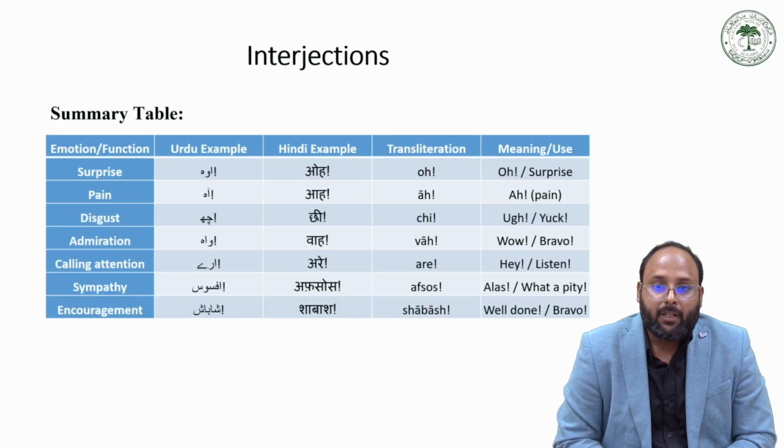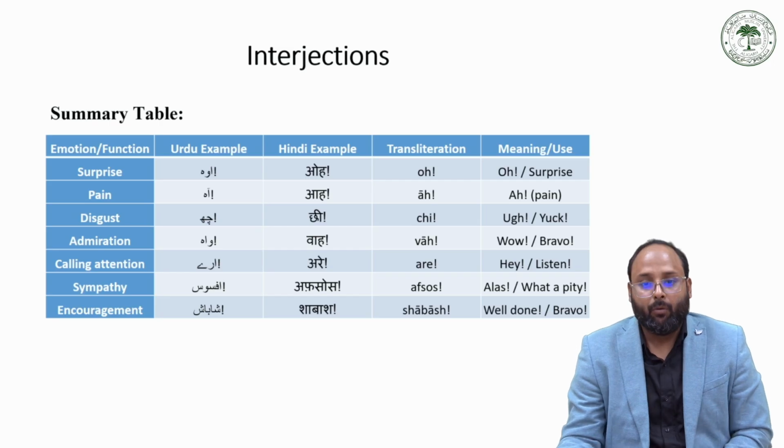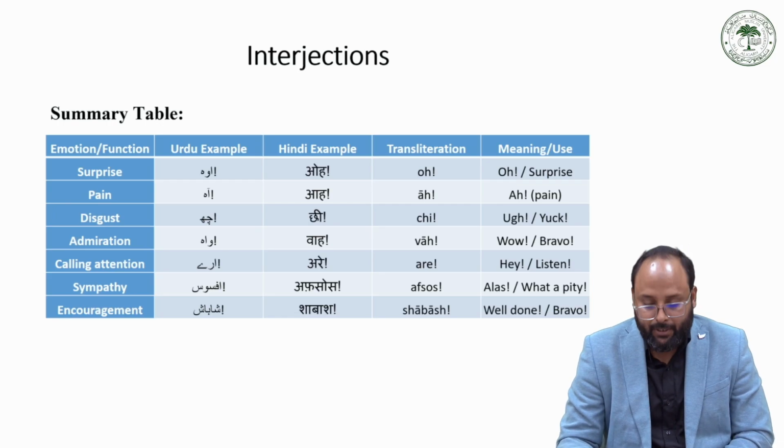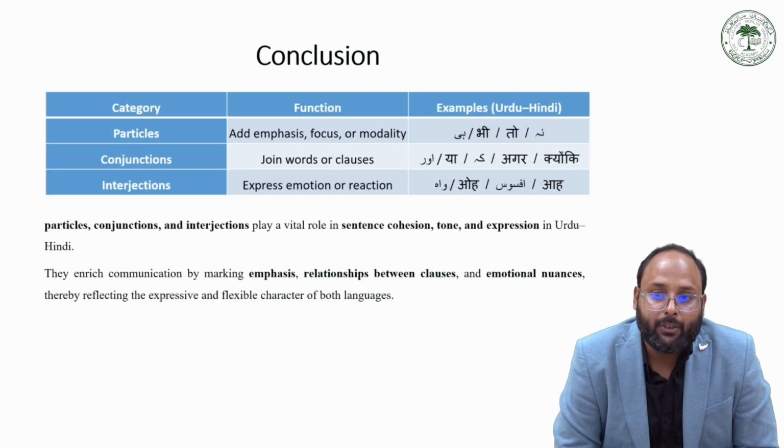So here is a summary of our interjections. We have oh for surprise, for pain, chi for ugly things, wow for bravo, arey for calling attention, afsos for sympathy, and shabash for encouragement. And now I conclude the whole topic.